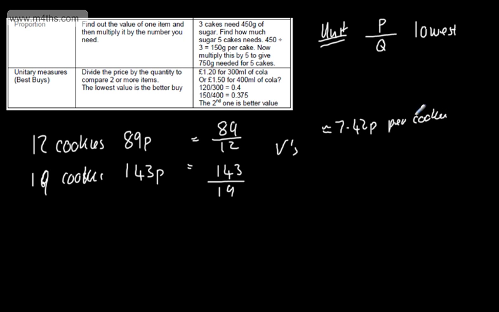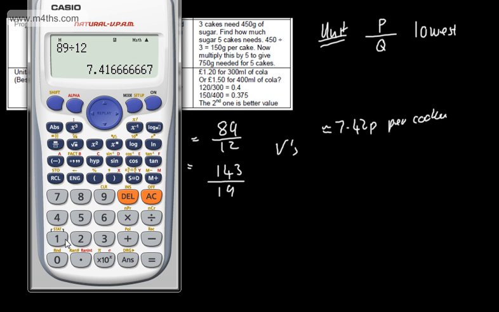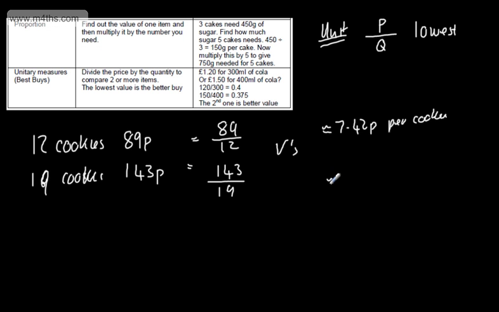And now let's do the next one. So we got the price. Price is 143. 143 divided by 19. And that's going to give us now on there 7.53. So that's approximately 7.53p per cookie. Let's jot this in.